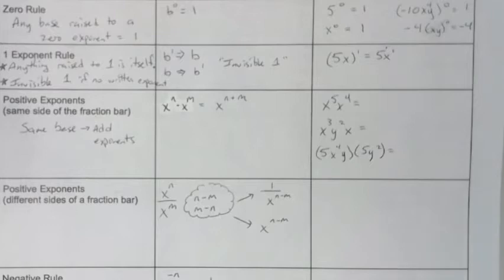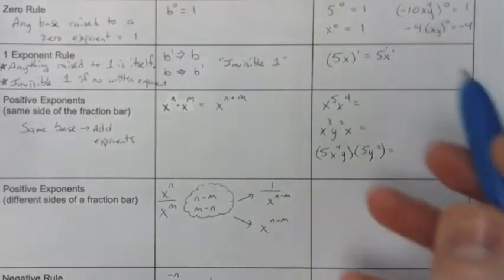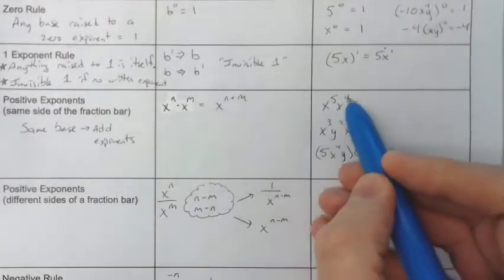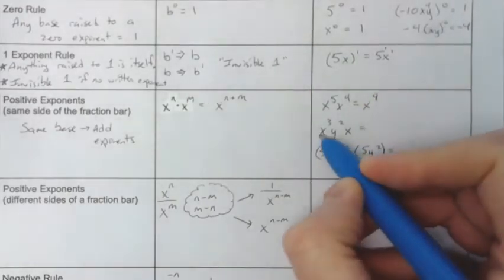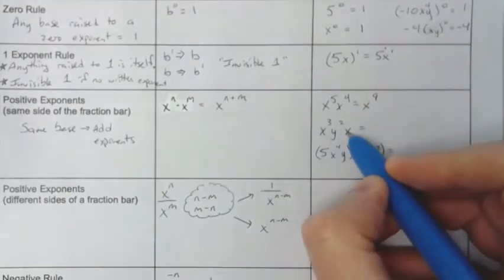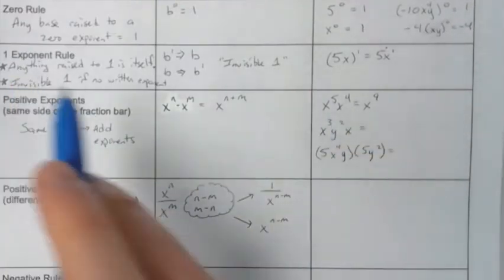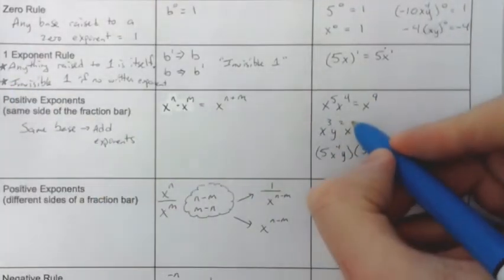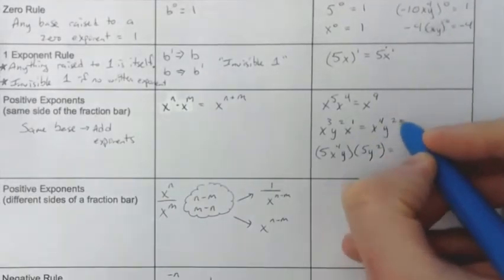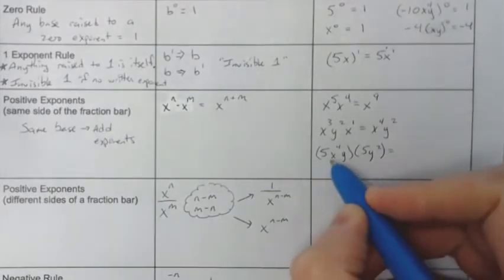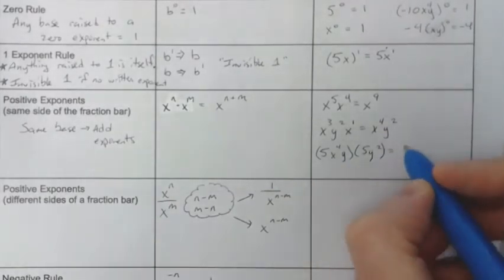Pause now and try these examples. I have both x's, so I add the exponents. I keep the base, I get 9. I have both x's here. Using this rule, I should have an invisible 1 that I see here, and I have x to the 4, y squared. Different bases, I do not combine them. In this one, I have a 5 and a 5 make 25.